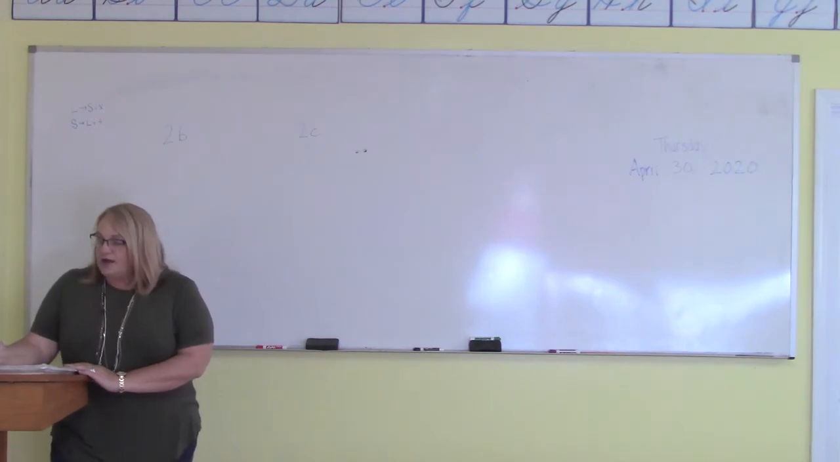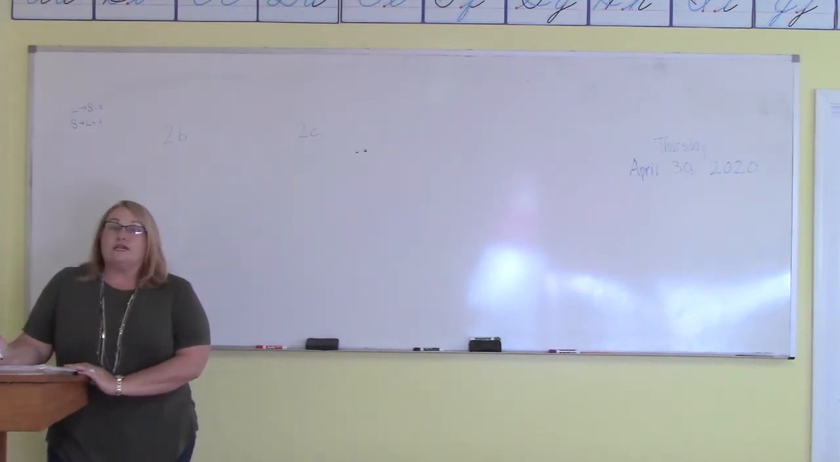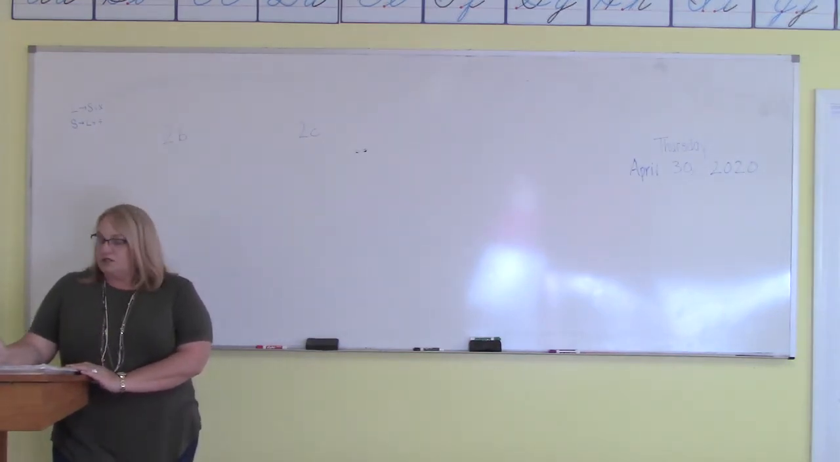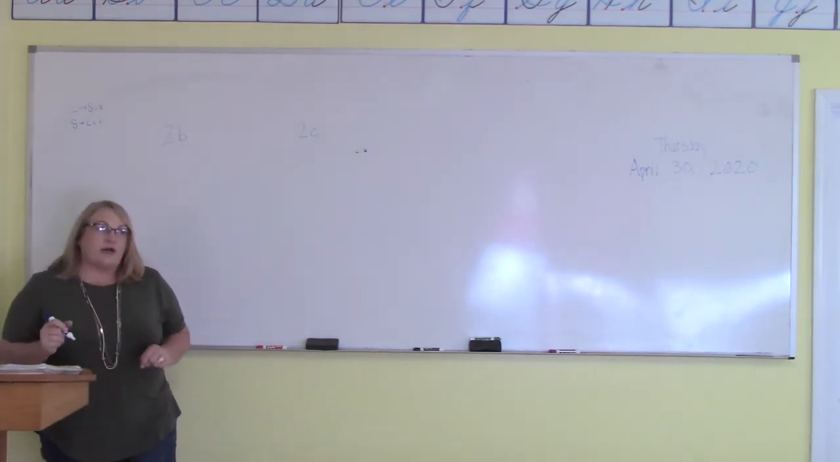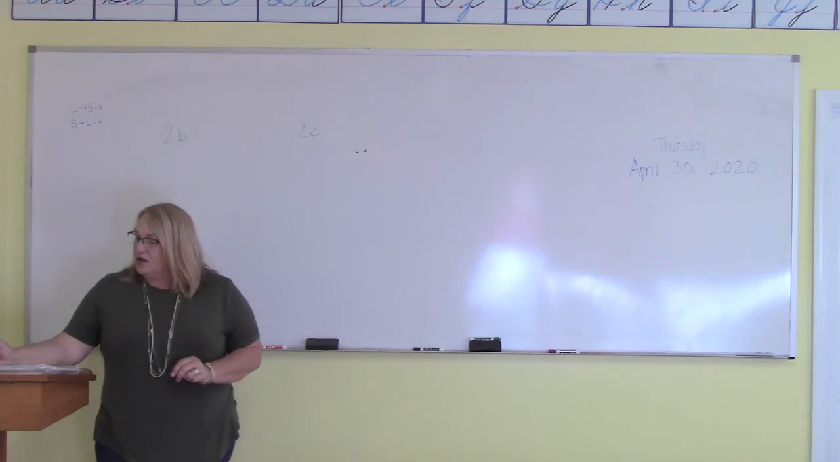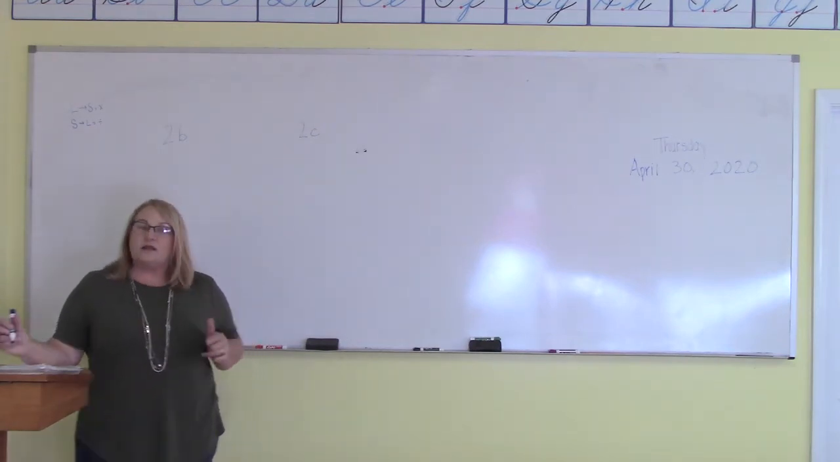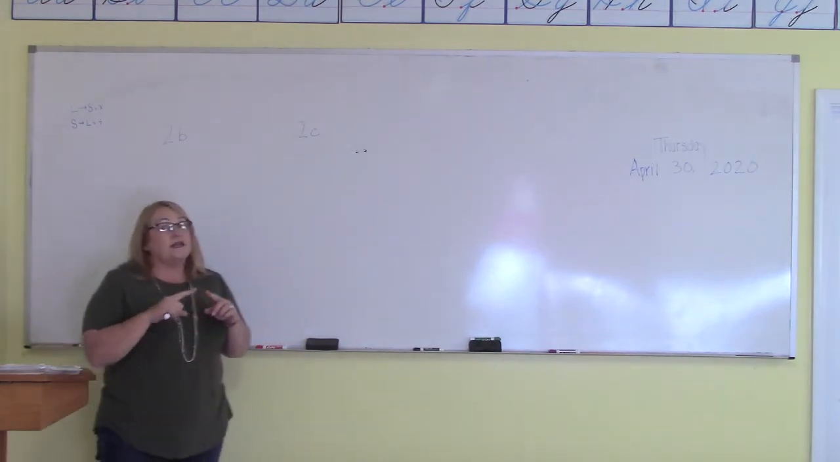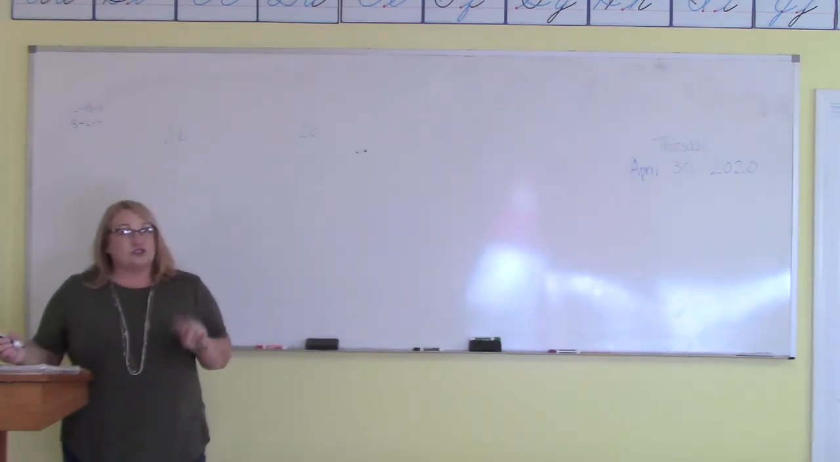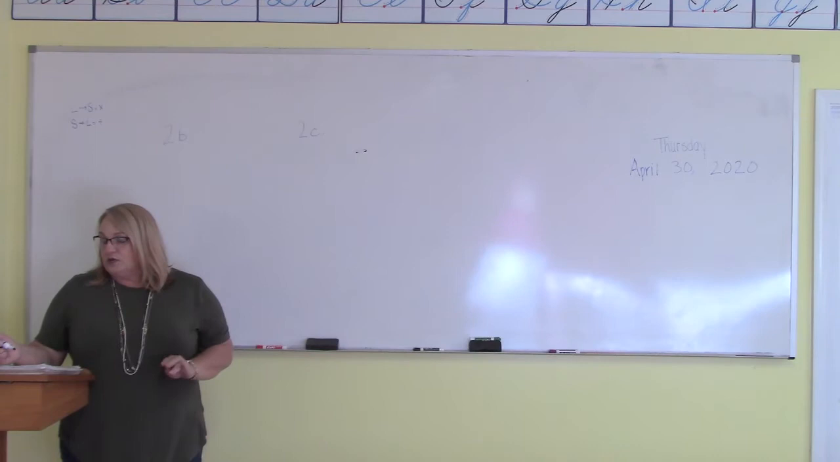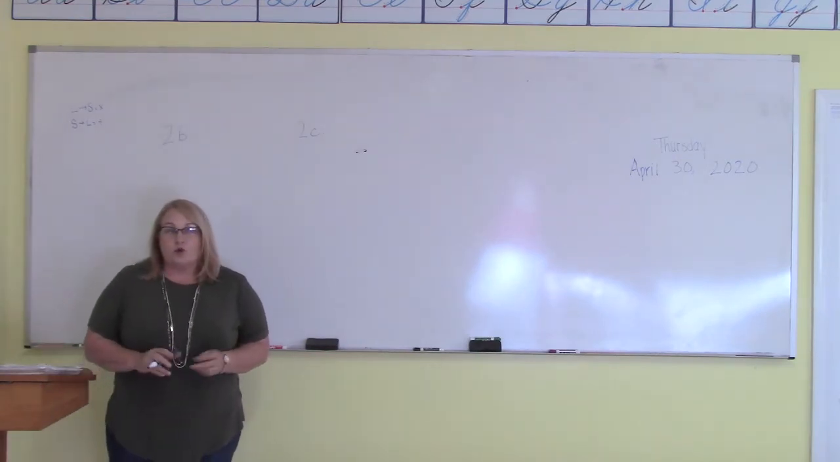Number 3, a triangle is a polygon with 3 sides. A quadrilateral is a polygon with 4 sides. Remember, a polygon is a shape that uses line segments to create the shape. If it has 3 sides, it's a triangle. If it has 4 sides, it's a quadrilateral. Quad means 4.